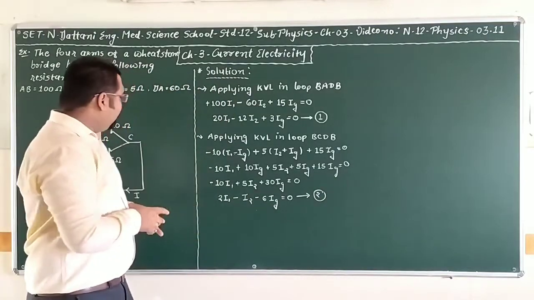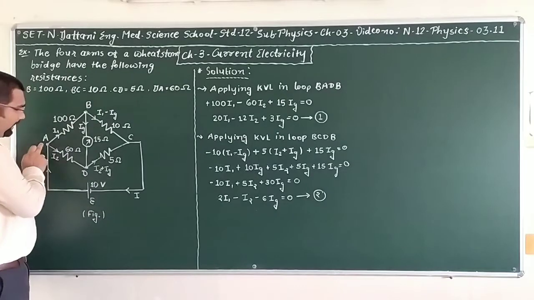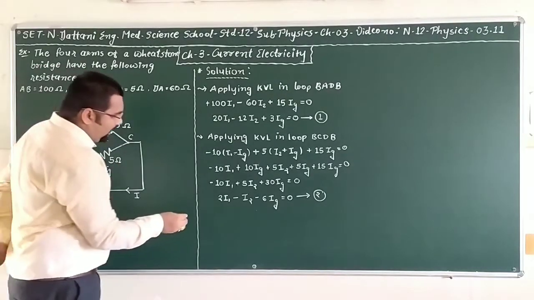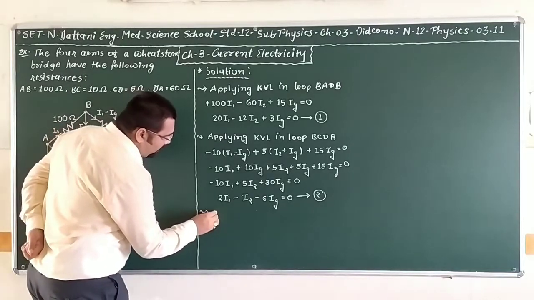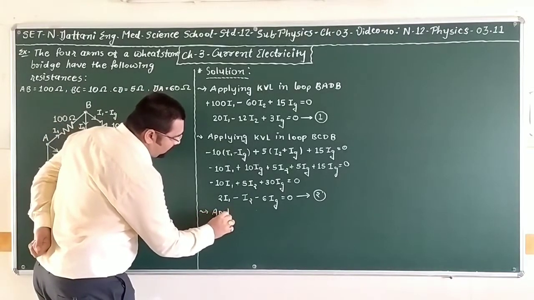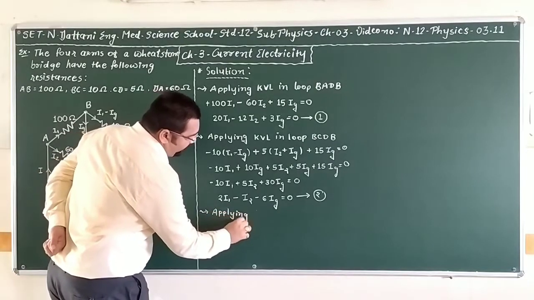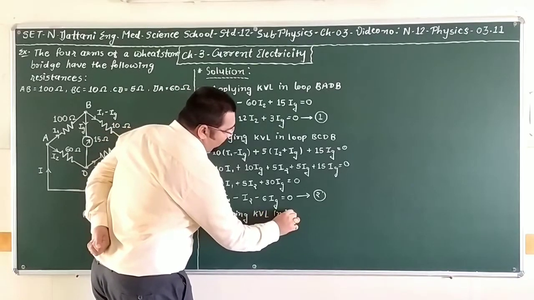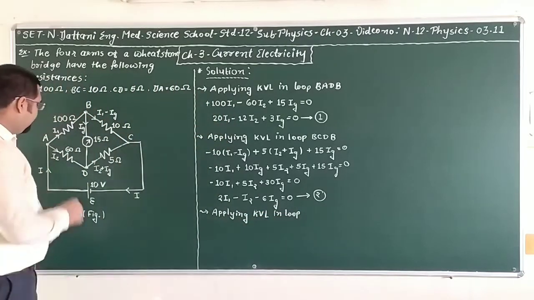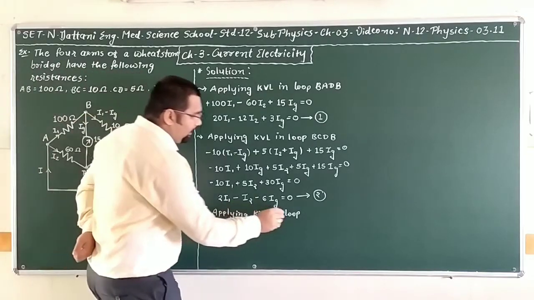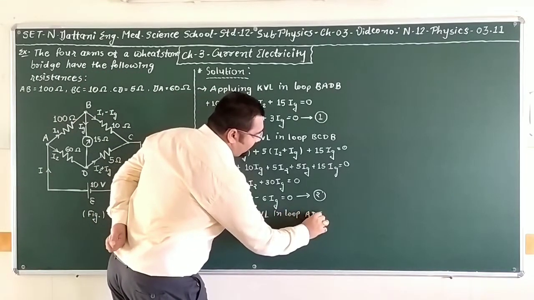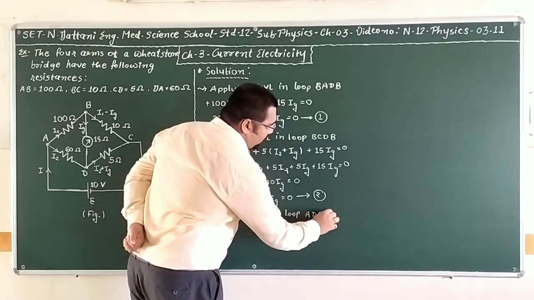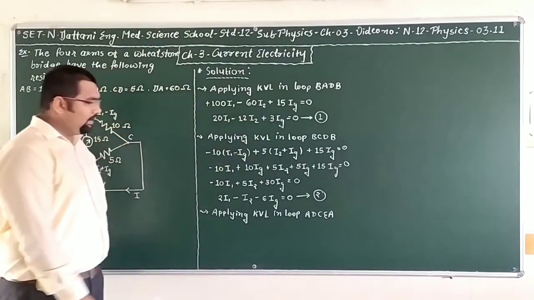This is our equation number 2. Now we are taking here loop number 3, A, B, C, epsilon A. So here we can write, applying KVL in loop. The name of loop is ABC, epsilon into A. So that we can write epsilon A.